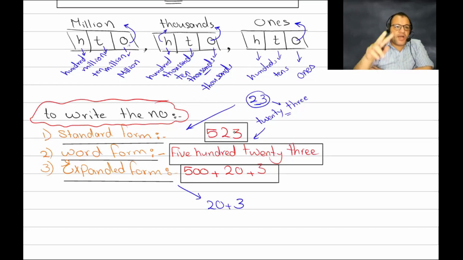If I just combine the digits together, it's called standard form. If I replace the digits and put words, it's called word form. If I remove all of them and put the value of each digit, it's called expanded form. Do you understand the difference between them now? Yes. Do you have any question? No. Okay. If you didn't understand, please raise your hand. Any problem? Okay.